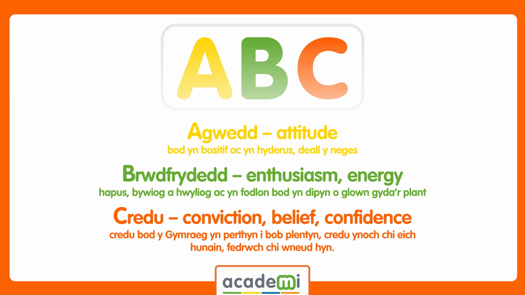A is for agwedd, attitude. Be positive and confident, understanding the message. B stands for brwdfrydedd, enthusiasm and energy, being happy, lively and fun, and willing to sometimes act the clown with the children. C is for credu, believing. Believing that the Welsh language belongs to every child, and believing in yourself. You can do this.